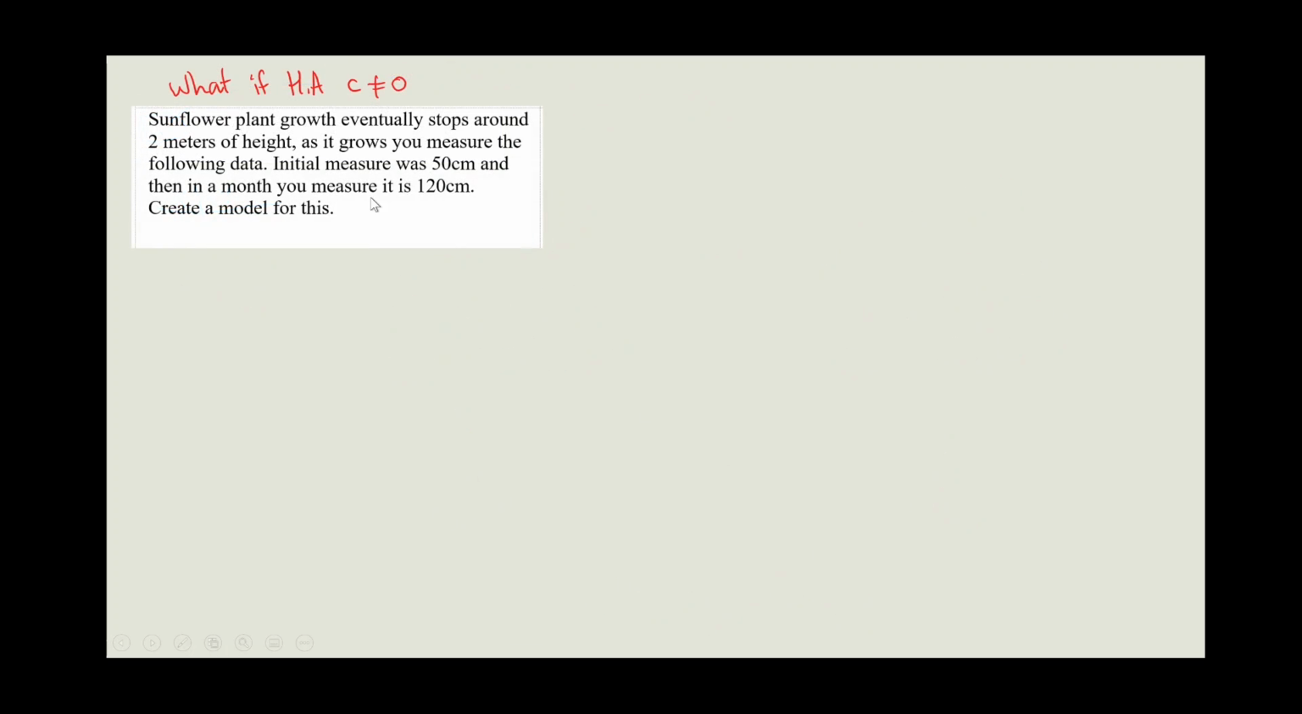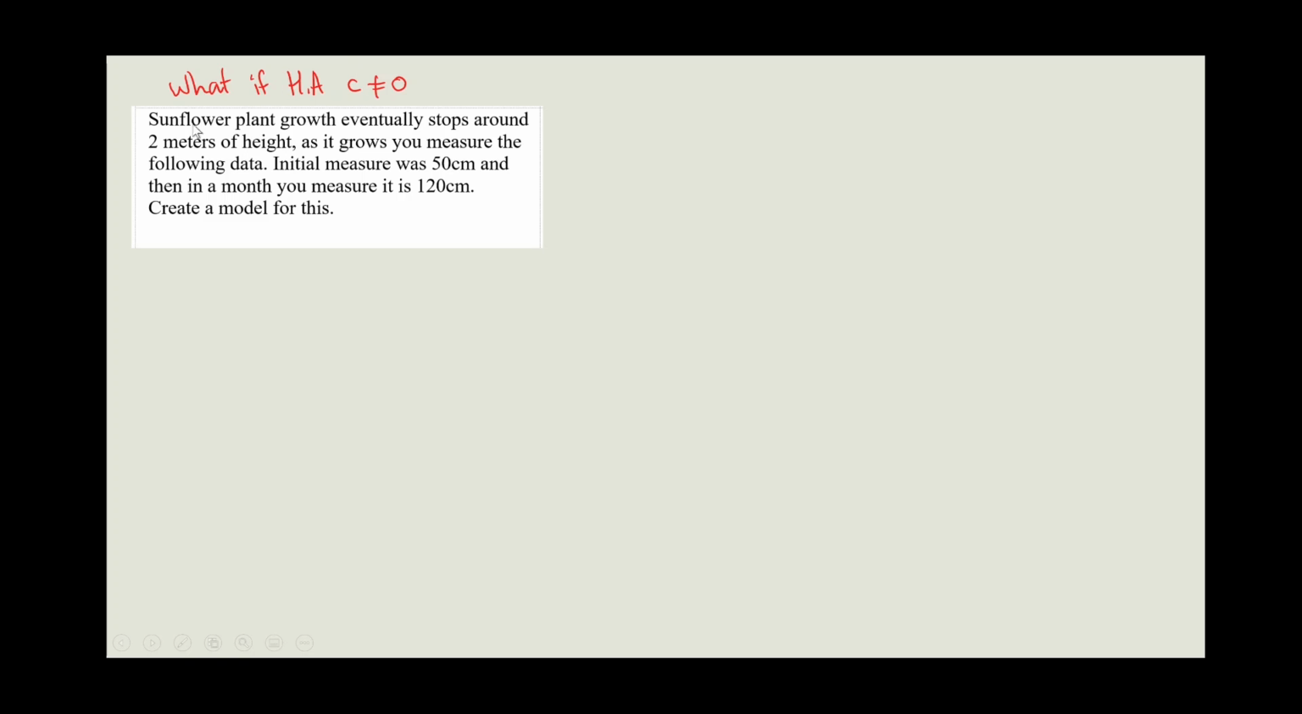Another complication that I wanted to discuss is that there are certain questions that will actually have a horizontal asymptote that is not 0. And in that situation, you cannot assume that the initial value that you record is going to be your A, because the horizontal shift up or down is going to mess things up.